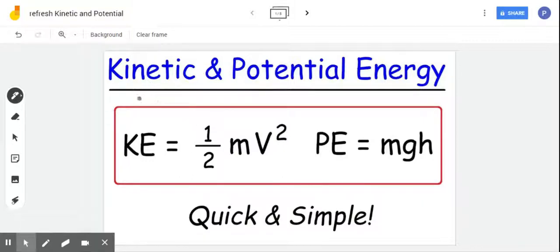Okay, so we're going to solve some problems with kinetic and potential energy. We're going to take some from the last practice, okay? Now remember, for kinetic energy, we are going to use this formula here, okay? And for potential, we're going to use this one.